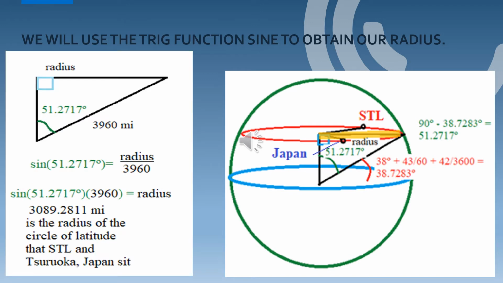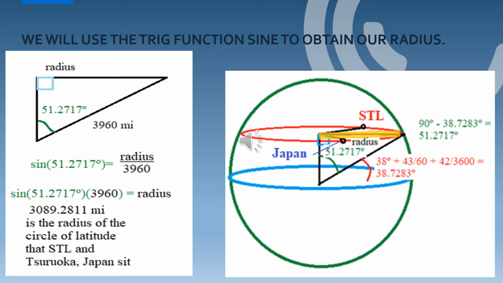Our angle theta is that 90 degrees minus the latitude, the 51.2717 degrees. So sine of 51.2717 degrees will be equal to the opposite side, which is the radius of the circle we're looking for, divided by the radius of the Earth, which is 3,960 miles.